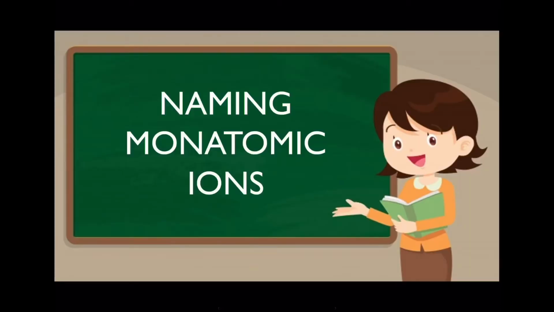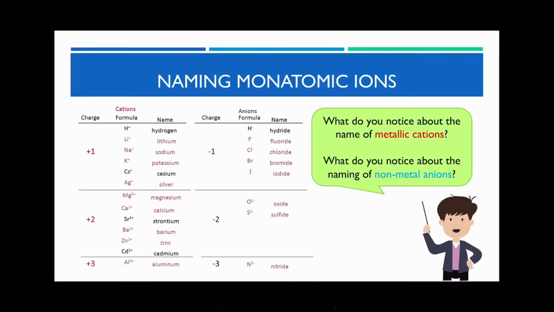All right, moving on. Since we've predicted the ion charges of monatomic ions, we're now going to be learning how we actually name these monatomic ions. On the left hand side, I've got all the common cations that you see, and on the right hand side you can see all the anions as well. My question to you is, what do you notice about the names of the metallic cations? Do you notice that for each of these ions, the naming of these ions doesn't really change at all?